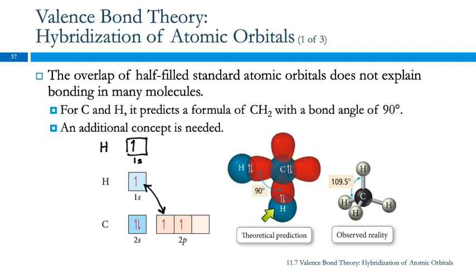And then we have another p orbital that's half-filled, and that's going to interact with the other hydrogen atom, and they're going to overlap and form a bond. You okay with that?